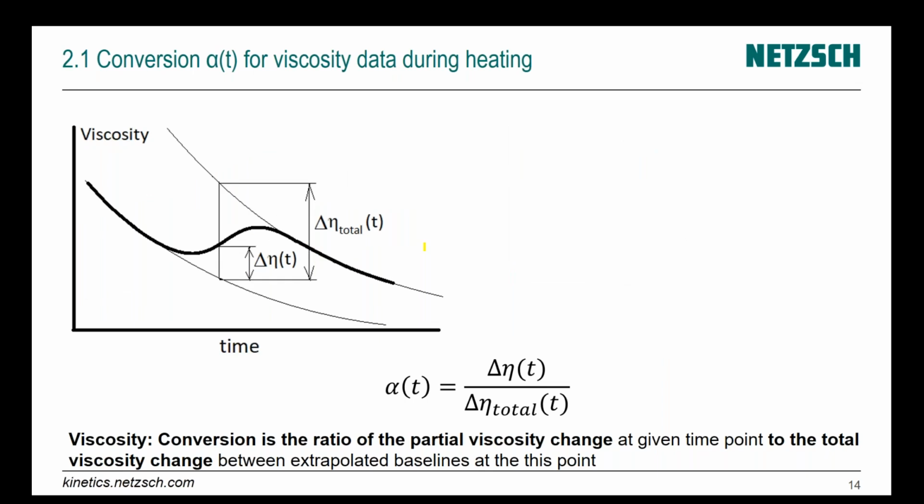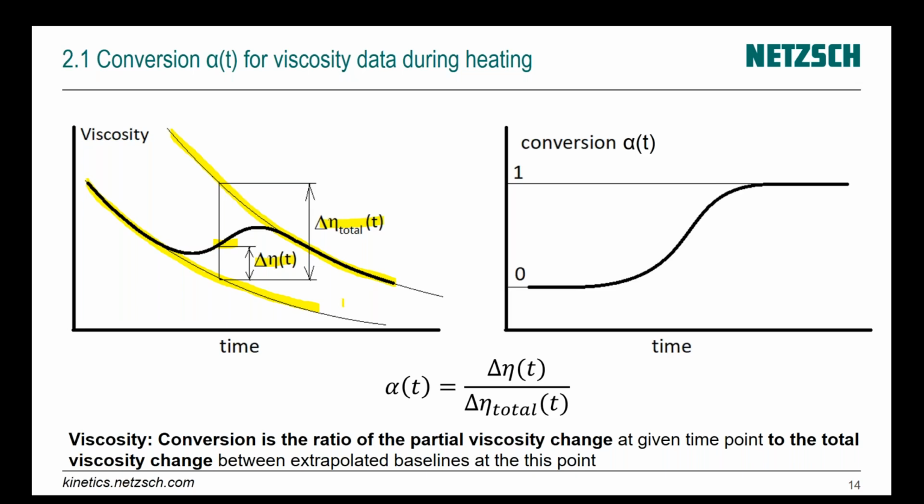If we speak about viscosity, it's really very interesting. Viscosity of the initial material shows a baseline depending on temperature. With heating, it goes down. For the product, we have a baseline which shows the viscosity of the product, which also goes down with heating. And we have a change between these baselines during our chemical reaction. Again, we take the ratio of the current viscosity change to the total viscosity change, and have a value from 0 to 1.